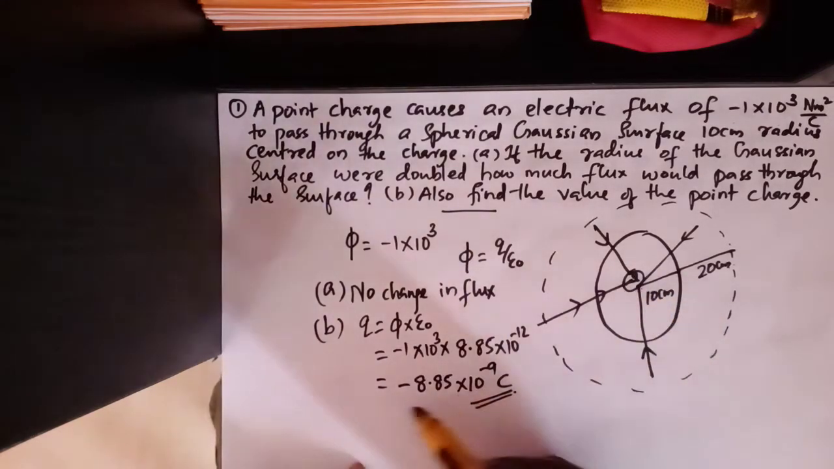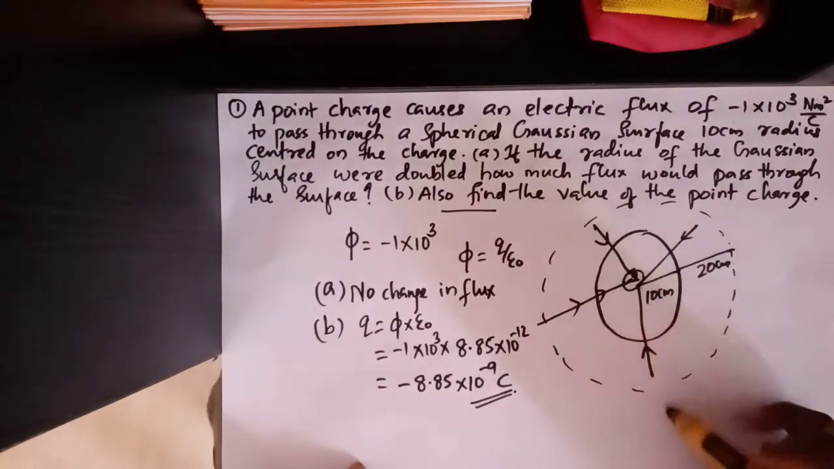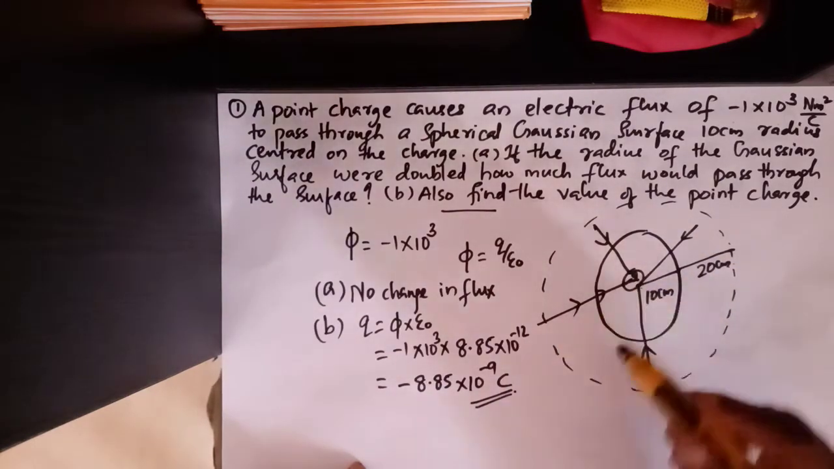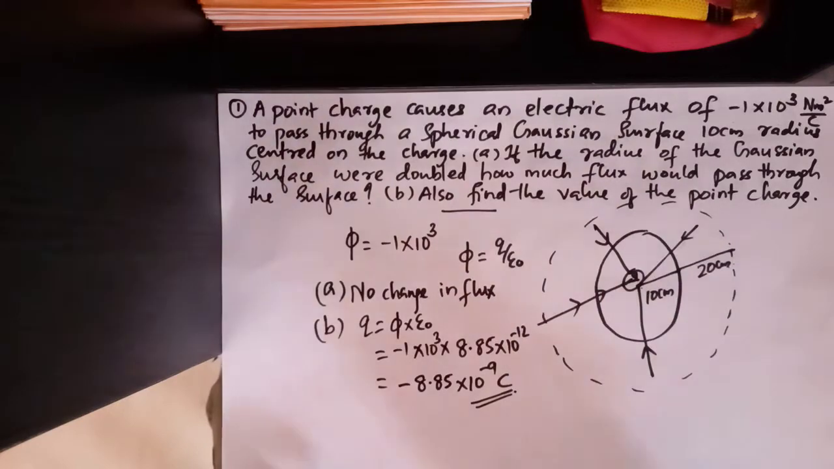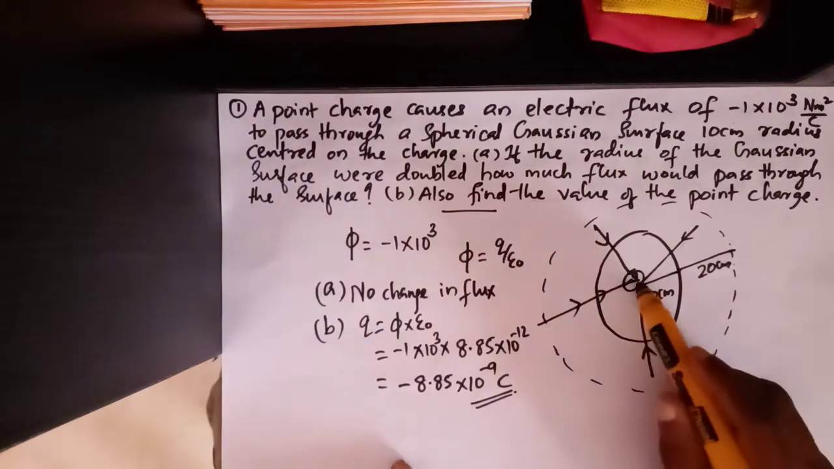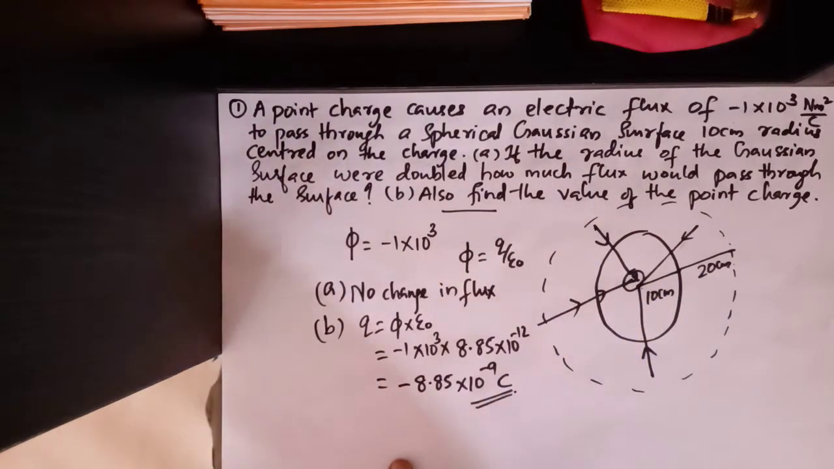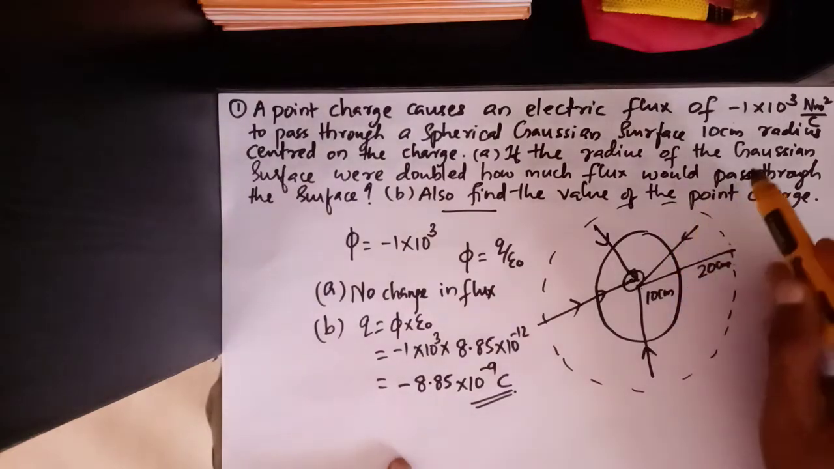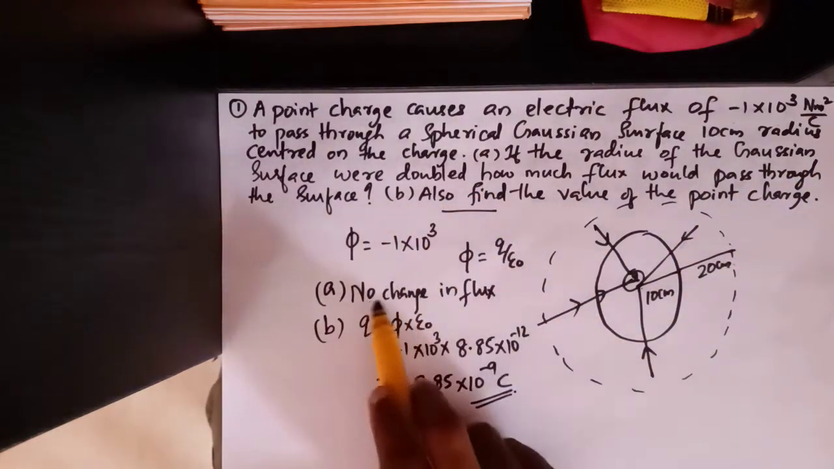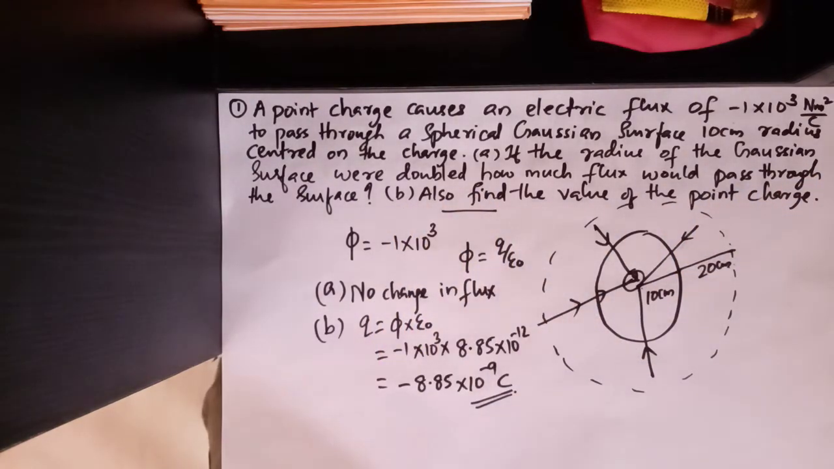So since this charge is negative, the field lines are going inward. Okay, so you can see in the diagram, the field lines are going inward. Why are the field lines going inward? Because there's a negative charge inside. So this is the quantity of the charge. Now, if the radius of the Gaussian surface is doubled, there is no change in flux.